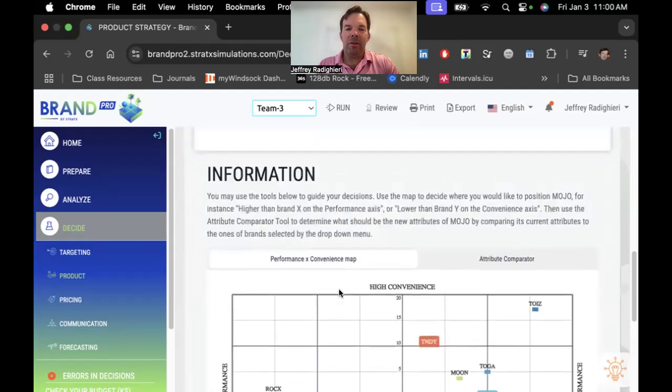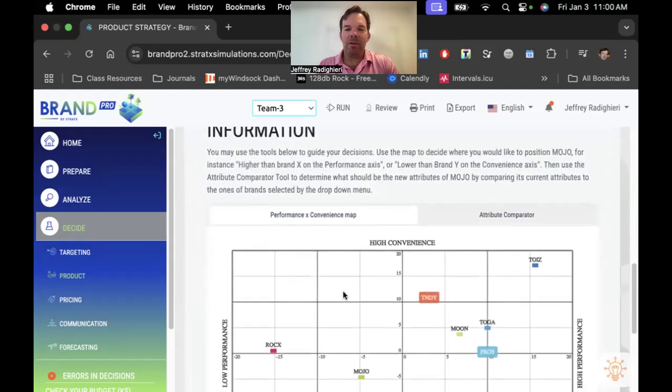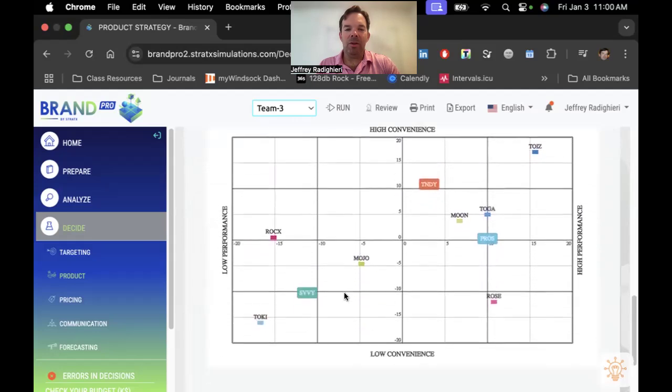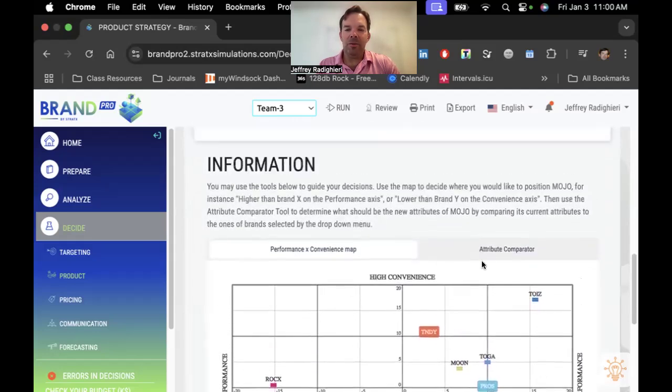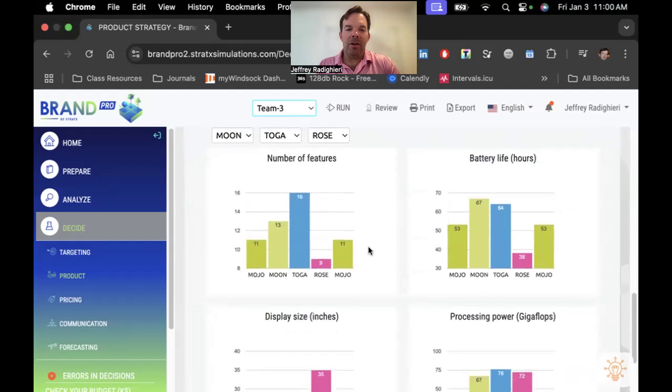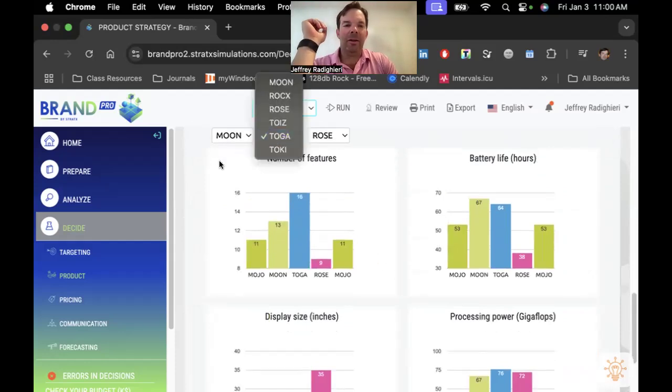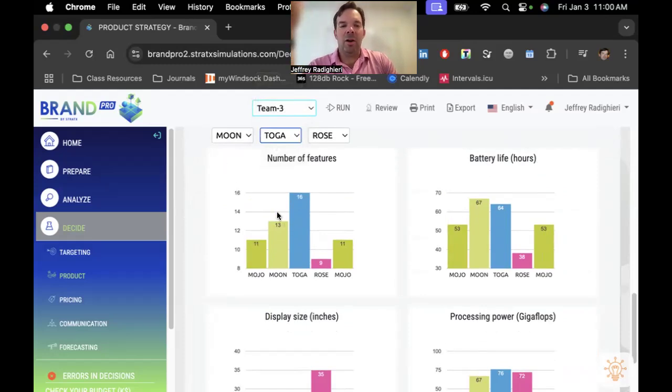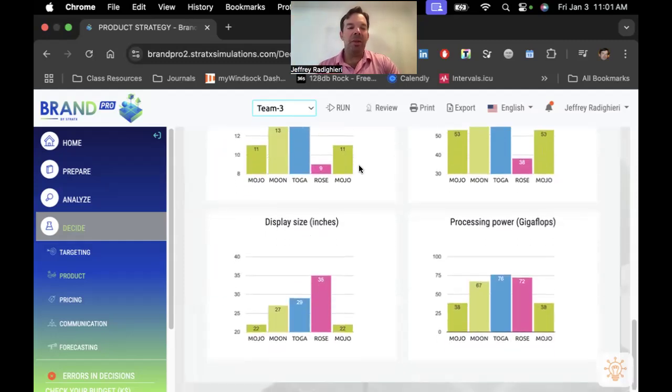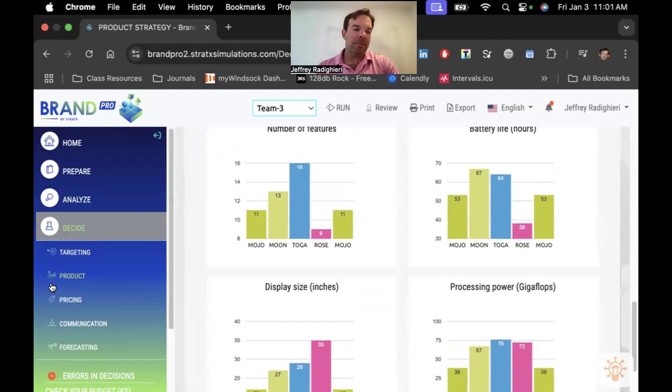And down here you have those perceptual maps that we talked about. So you can use this to help you for sure. Then attribute comparator, this kind of shows you the number of features for each of the three brands. Well, you can pick which three brands are compared here. Or actually, there's 5 brands here. So that will help you in benchmarking your competitors.